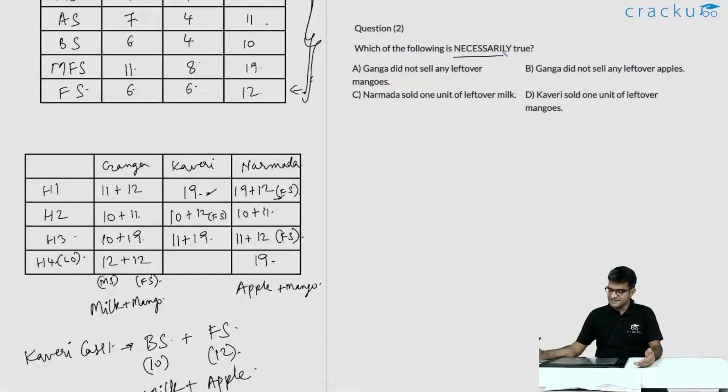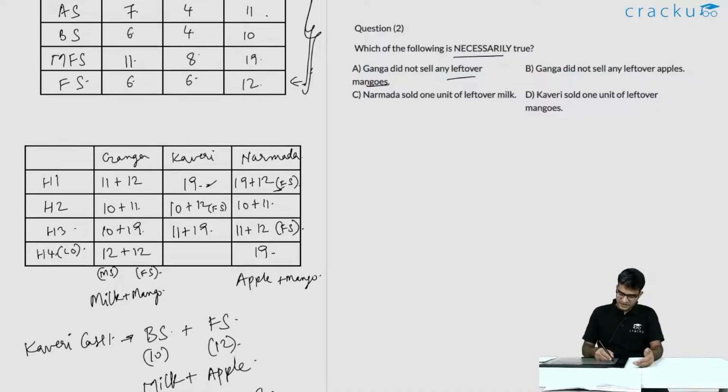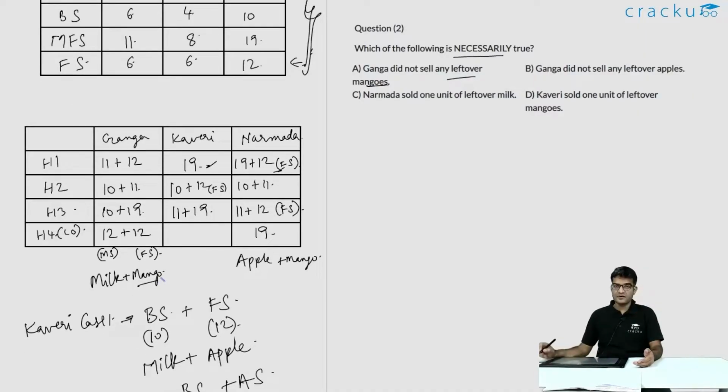Which of the following is necessarily true? Option A: Ganga did not sell any leftover mangoes. Ganga sold one mango. So we can say that option A is necessarily false, because we can confirm that she actually sold some mangoes.